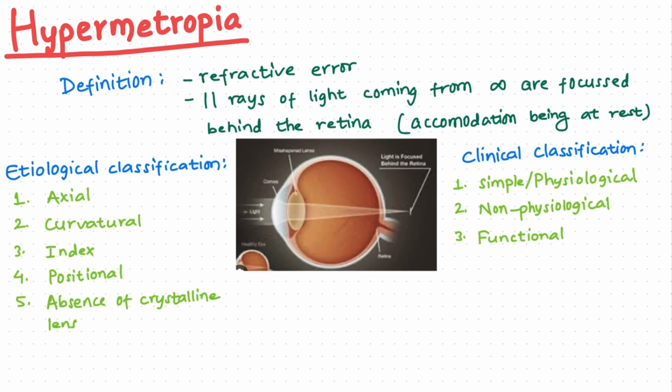Now talking about the clinical classification, it can be classified into simple or physiological, non-physiological and functional, right? Talking about them one by one, simple or physiological hypermetropia is the commonest form, right? It results from the normal biological variation in the development of the eyeball. And non-physiological hypermetropia is due to conditions which are outside the normal biological variation of the development.